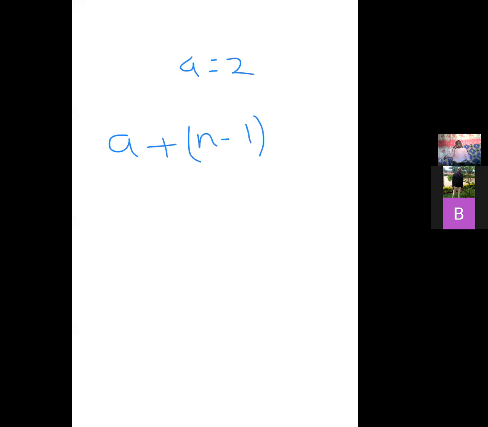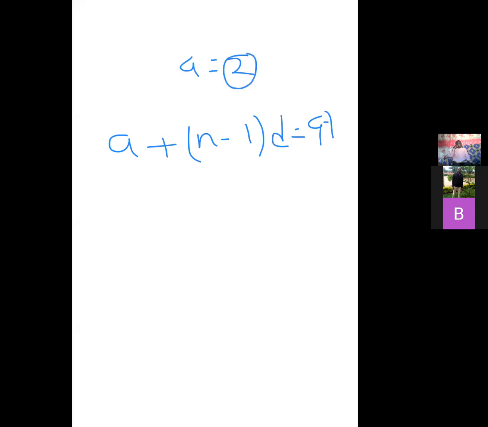Going to that first formula, a plus (n minus 1) d, this will give us 97. We have been told that an AP whose first term is 2 and nth term is 97. So let's try and see whether we can get something.